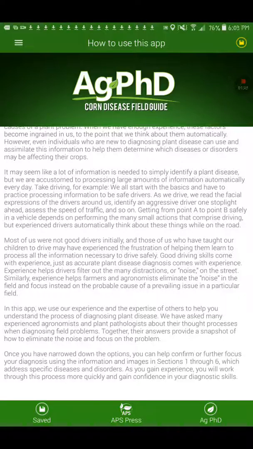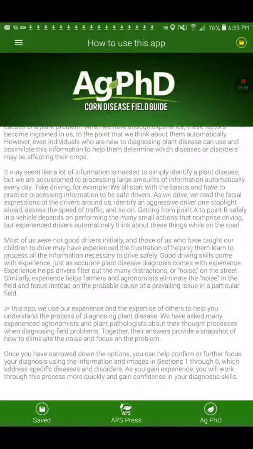Take driving, for example. We all start with the basics and have to practice processing information to be safe drivers. As we drive, we read the facial expressions of the drivers around us, identify an aggressive driver at one stoplight ahead, assess the speed of traffic, and so on. Getting from point A to point B safely in a vehicle depends on performing the many small actions that comprise driving, but experienced drivers automatically think about these things while on the road.